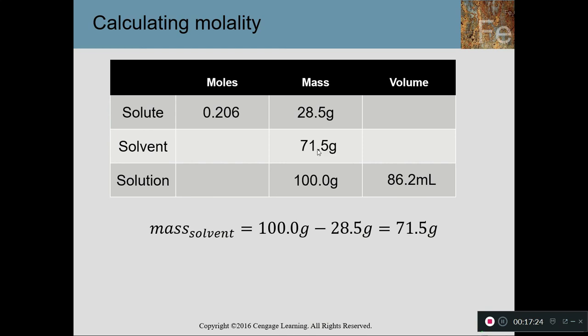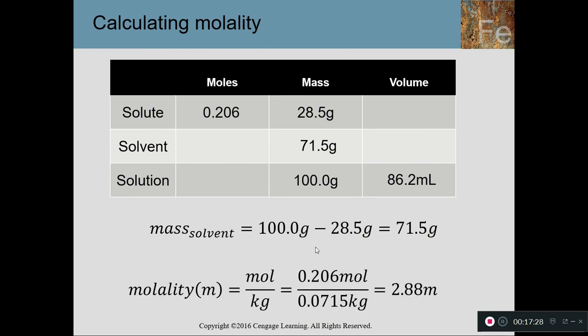That's my mass. Now for molality, it's moles per kilogram. I'm going to put my moles, 0.206, divided by my kilograms. Again, this is in grams, so I got to divide it by 1,000. And I get 0.0715 kilograms, and I find that my solution is 0.288 molal.